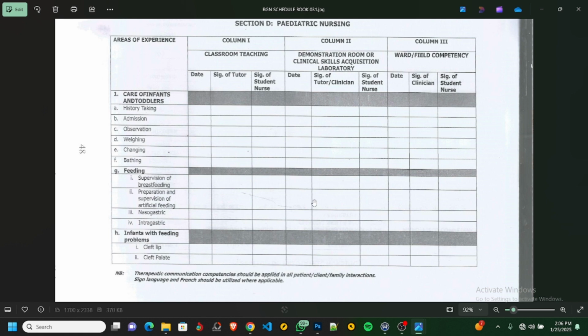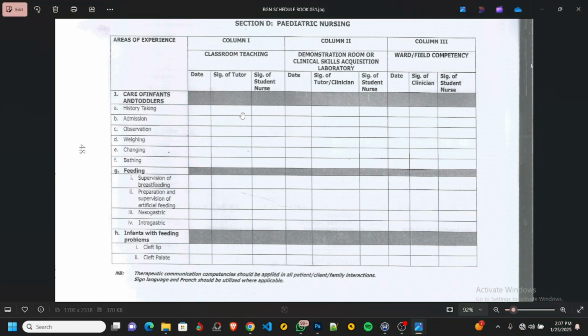Now, yes, students, back again. This is the next page after advanced nursing, and you would see, as it is written here, section D, that is pediatric nursing. So under pediatric nursing, just as I mentioned, in the classroom, you will be taught all these experience areas in the classroom. So the dates that you were taught all these things, as I mentioned earlier, some tutors will teach you almost A to F in one day.